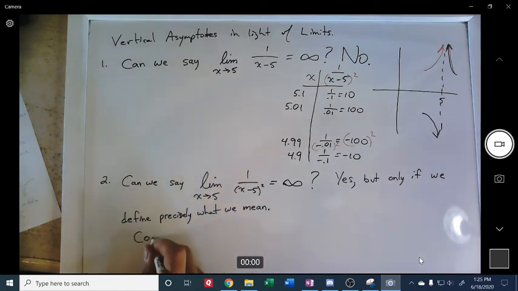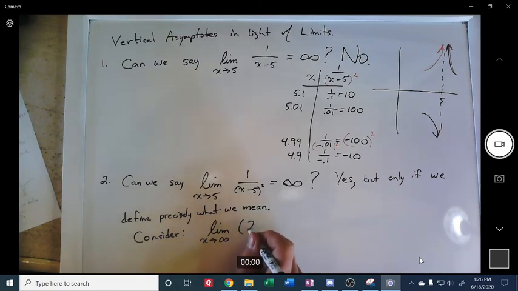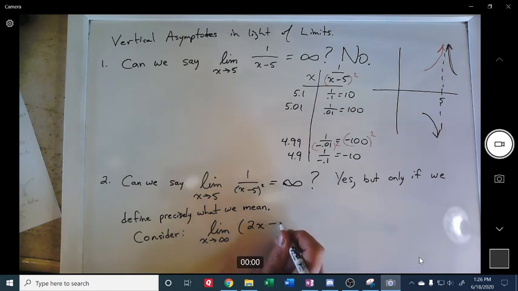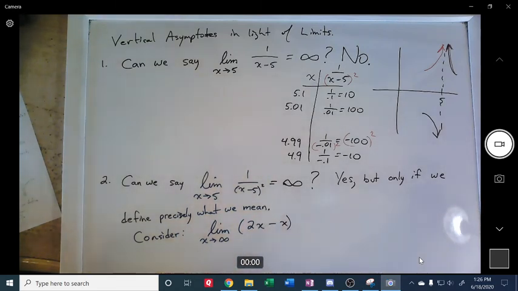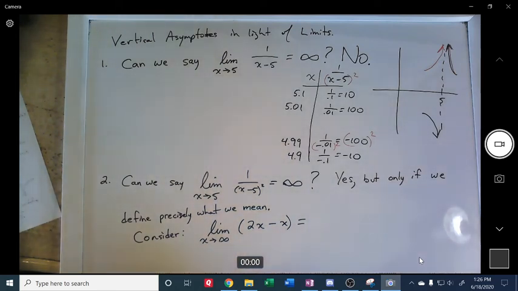All right, I want you to consider this kind of problem. When you start to use infinity as a number, you can possibly run into really big problems. Sally was pointing out that we never really get to infinity, but there are even bigger issues than that. Let's look at this. The limit as x approaches infinity of the quantity 2x minus x.